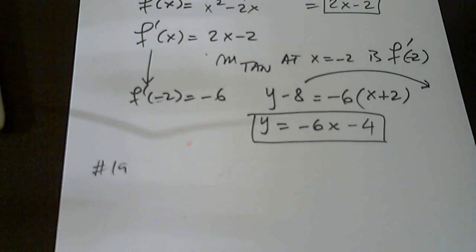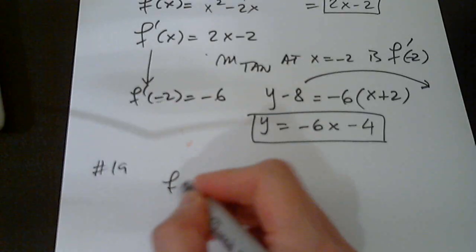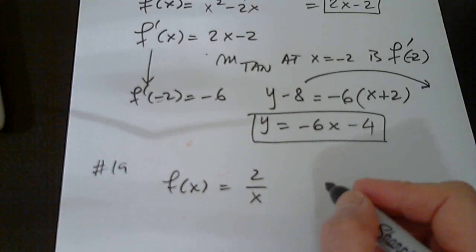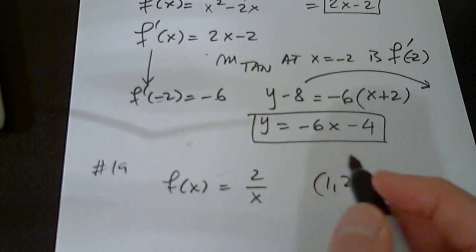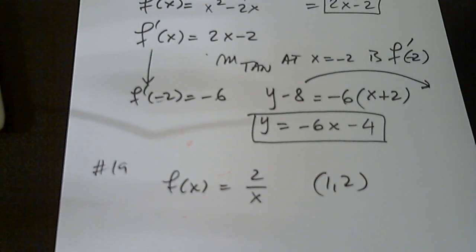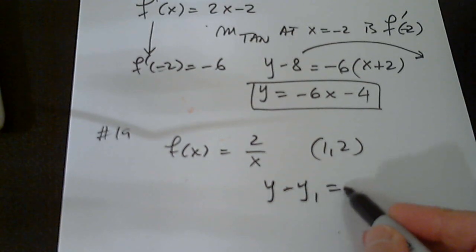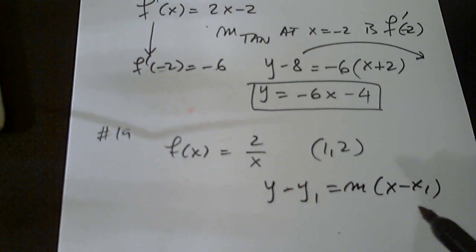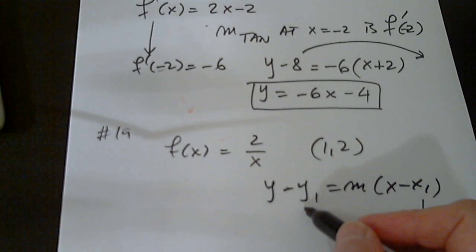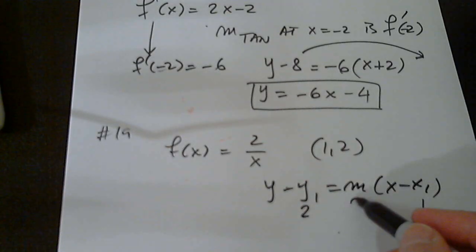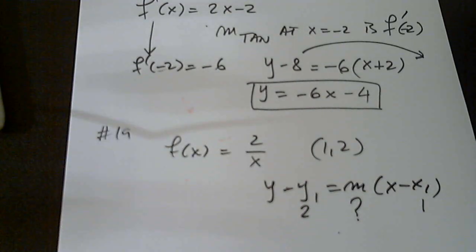Okay, so let's take a look at 19, and f of x is 2 over x, and the given point is (1, 2). All steps are identical. I have y minus y1 equals the slope times x minus x1, where x1 is 1 and y1 is 2. The question is, how do I find the slope? Anyone can tell us? Put us on the right track. How do I find the slope?